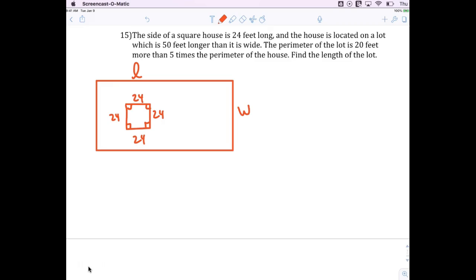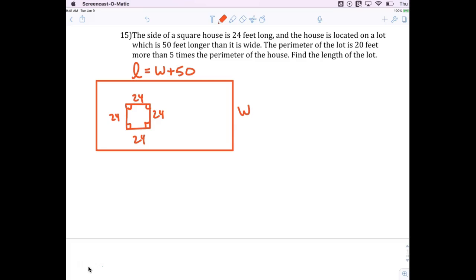50W? 50 more than, that would be 50 times greater. So it would be what? There you go. W plus 50. Is everybody okay with that? All right, that's kind of what should be on your picture to start out with.